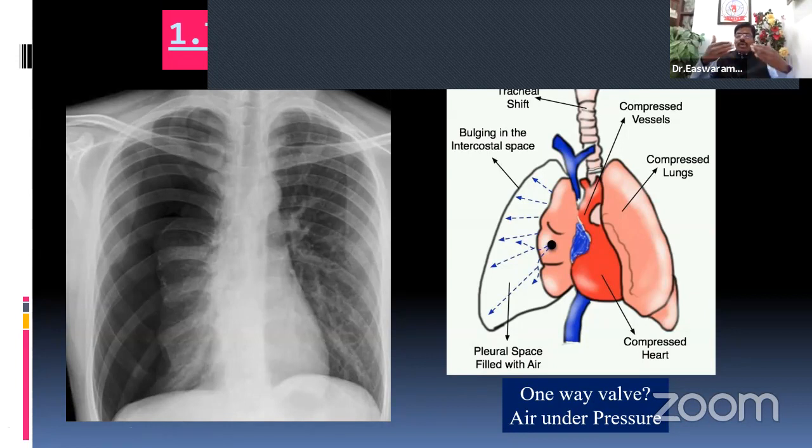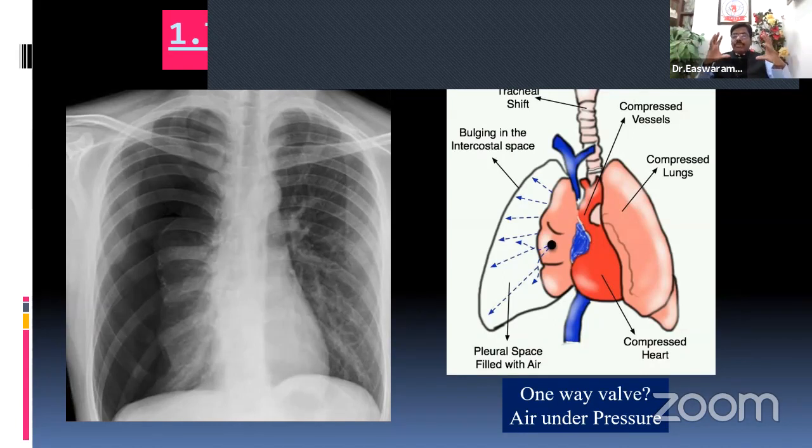So after few episodes of inspiration, what will happen? There is a pent-up of air. Air is collected in the pleural cavity under tension, under pressure. All of you should know by this time, the pleural pressure for most of us normally is negative. That's why you are able to suck in air. That's why there is a venous return. So negative intrathoracic pressure aids in proper breathing, proper circulation.